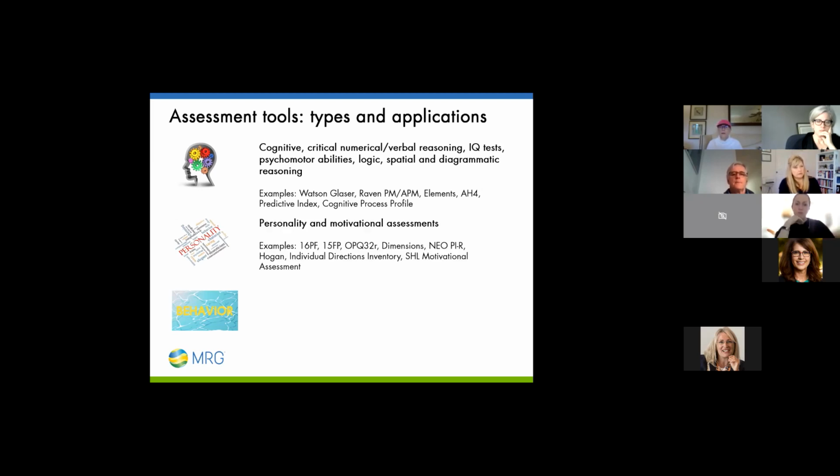We then get to the category of instruments that measure more intrinsic characteristics, more trait than state, as they say. So the 16PF, the 15FP, the OPQ, the NEO-PIR, Hogan. I think with the exception of 15FP, I'm certified with every single one of these. That gets more to the DNA of the individual.